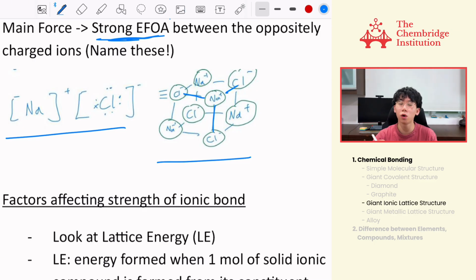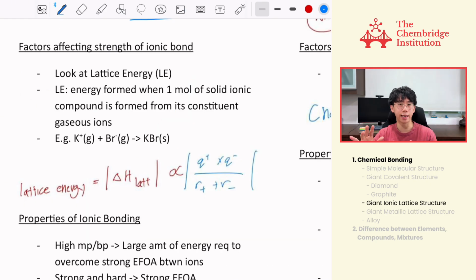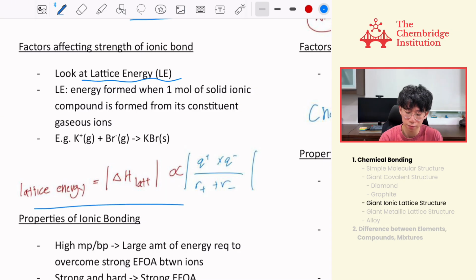So you can imagine a whole column and a whole row, a whole cube of all the ions that are alternating. And these strong electrostatic forces of attraction between the opposite charges are what is holding them together. So what are some factors that can affect the strength of my ionic bond, or the strength of the electrostatic forces of attraction? Well, you want to look at the lattice energy. You don't need to know this specifically, but lattice energy is determined by this formula over here.